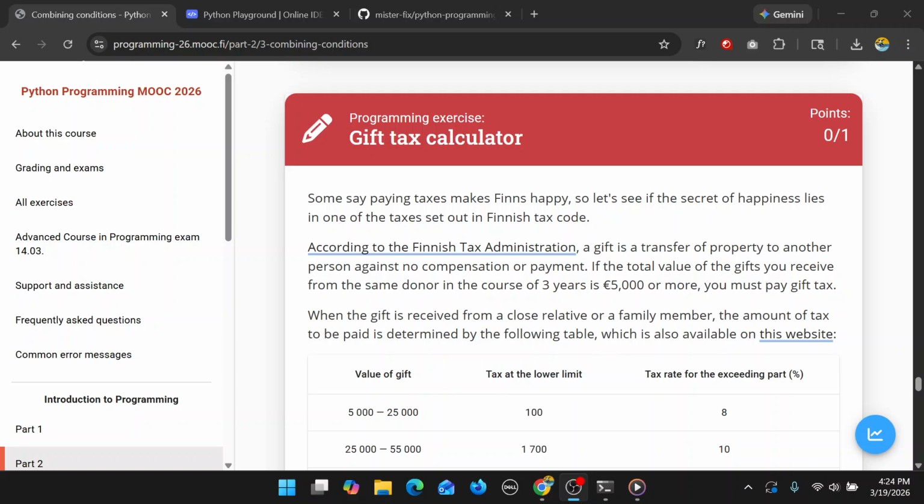Hey, welcome back, guys, and we're going to do the final exercise in section 3 of chapter 2. This exercise is called Gift Tax Calculator. The solution will be uploaded to GitHub, so let's go ahead and solve this along.